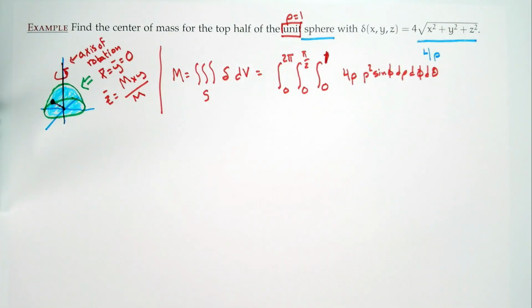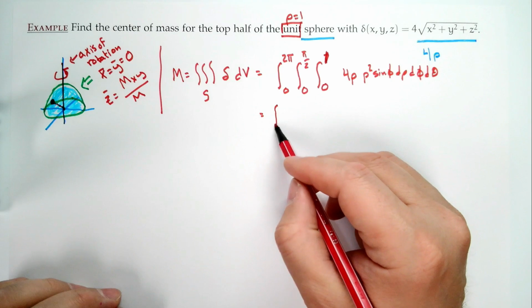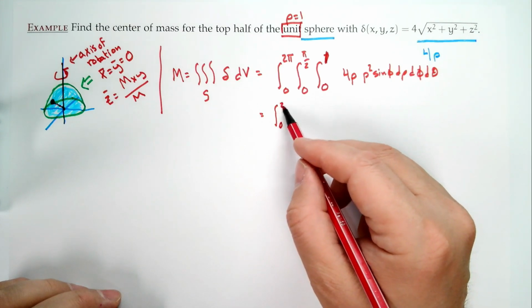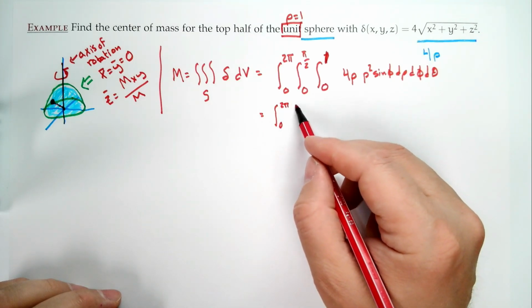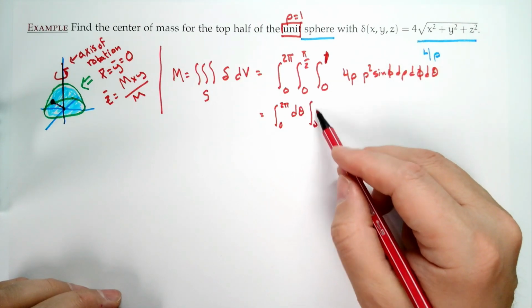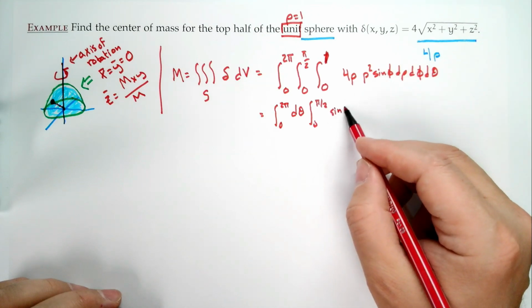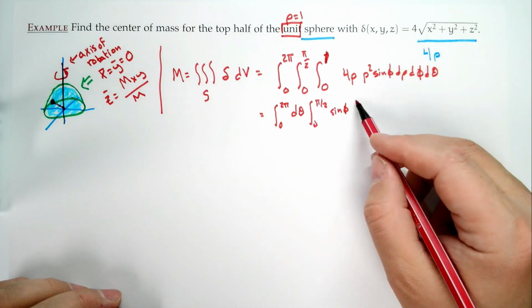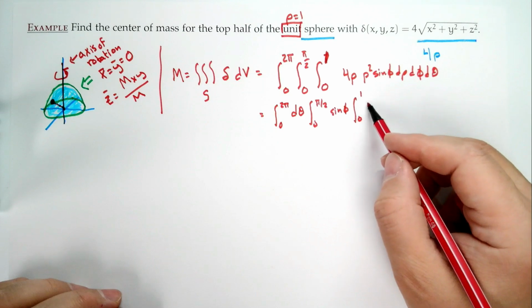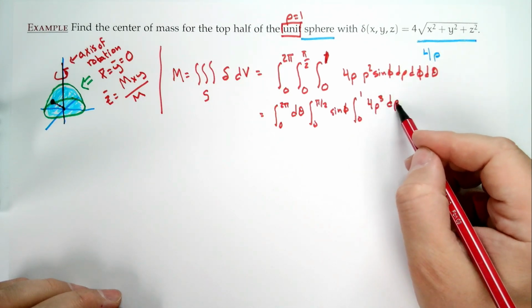All right. Well, we've got our pieces in place. In fact, not only do we have our pieces in place, we can pull our pieces apart. Integral 0 to 2 pi d theta. Integral 0 to pi halves. Then we have sine phi. And then we have integral 0 to 1 of 4 rho cubed d rho.